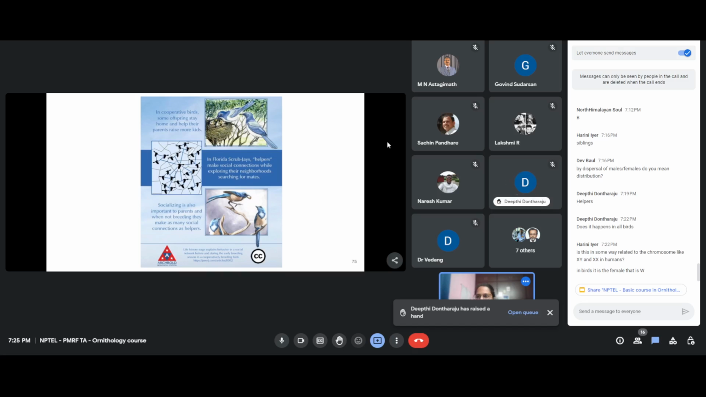Okay. One second, I'm just going to finish Harini's question. I'm not sure if it's linked to the chromosome. Yes, you are correct. In birds, it is W and Z, and it is the females that are heterogametic, and the males are... what is it? Monogametic? It's ZZ for the males and ZW for the females.